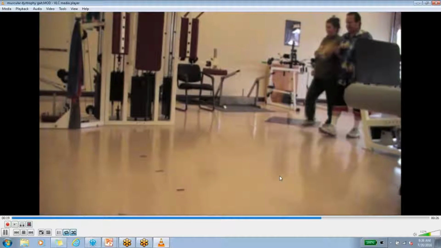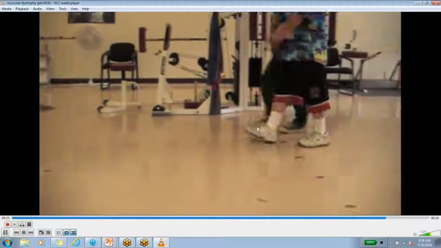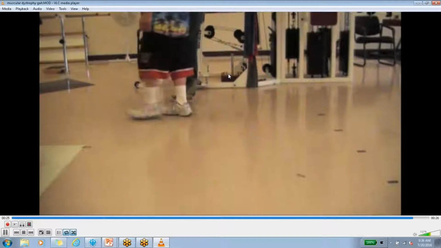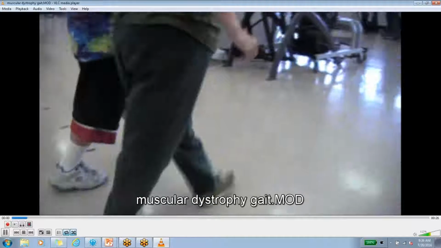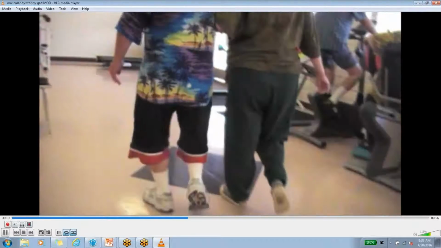All right, so I told you her diagnosis. She has muscular dystrophy. So now I'm not going to stop it, I want you to tell me what you're seeing at the ankle and the knee in loading response for this woman. Tell me what is happening in loading response. I know there's a lot of other bizarre things going on, but I only want to know about loading response.